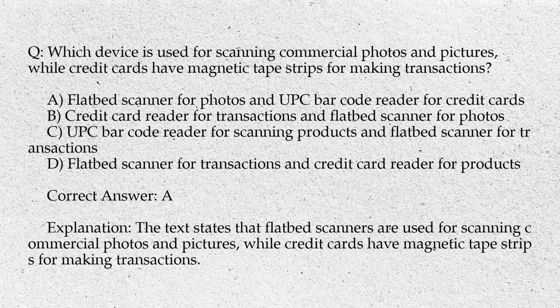Q. Which device is used for scanning commercial photos and pictures, while credit cards have magnetic tape strips for making transactions? A. Flatbed scanner for photos and UPC barcode reader for credit cards. B. Credit card reader for transactions and flatbed scanner for photos. C. UPC barcode reader for scanning products and flatbed scanner for transactions. D. Flatbed scanner for transactions and credit card reader for products. Correct answer, A. Explanation. The text states that flatbed scanners are used for scanning commercial photos and pictures, while credit cards have magnetic tape strips for making transactions.